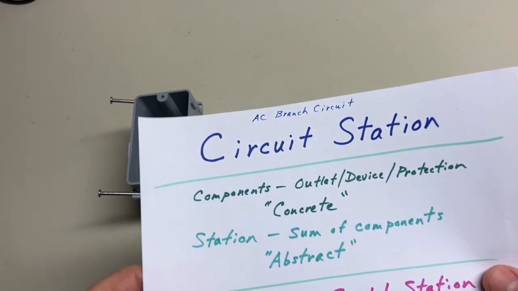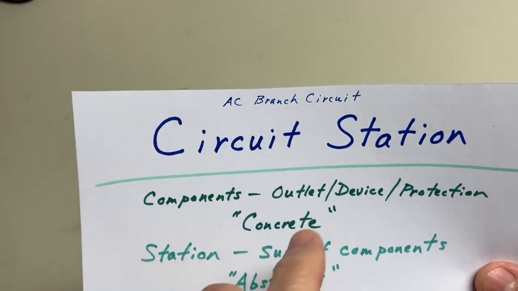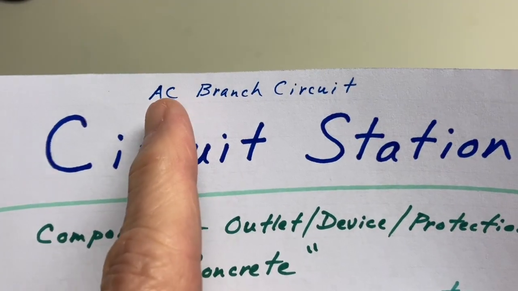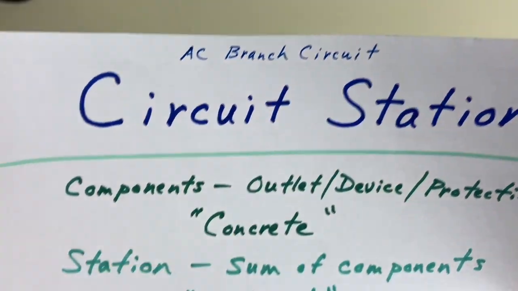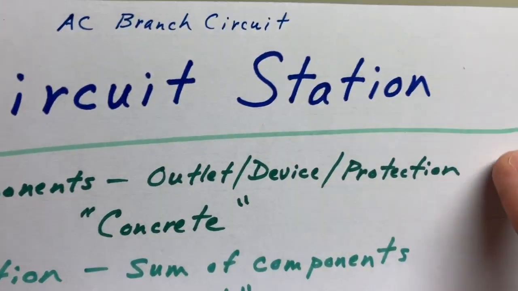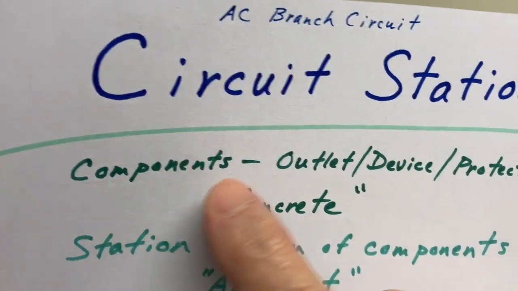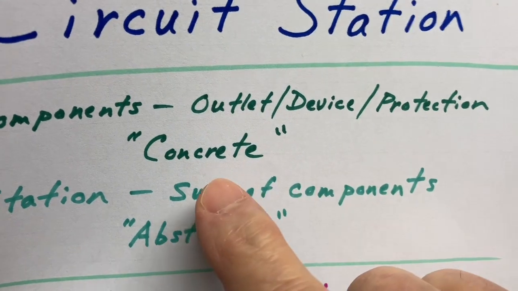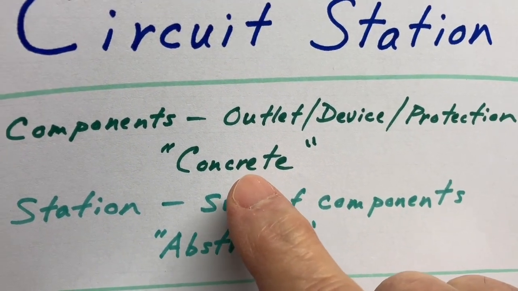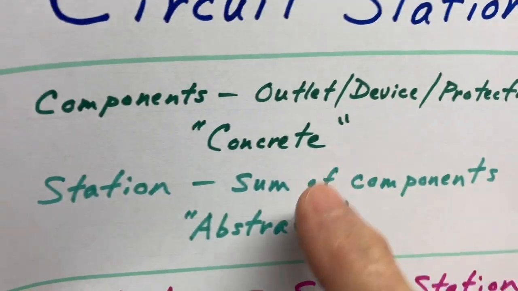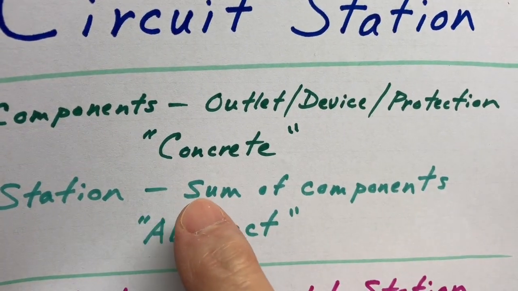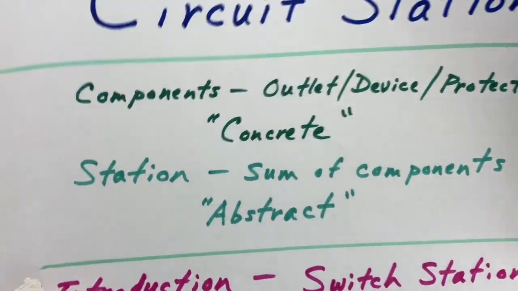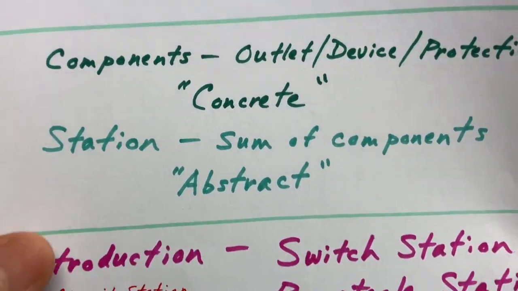Now, this is my second video on my idea that I call the circuit station. In other words, it's a new way to visualize and understand an alternating current branch circuit. The components in the station can be an outlet, a device, and protection. These are the concrete items in your system. These are the real things. You can actually touch them. The station itself is the sum of these components, but it's actually an abstract idea. It's a theory thing, okay?